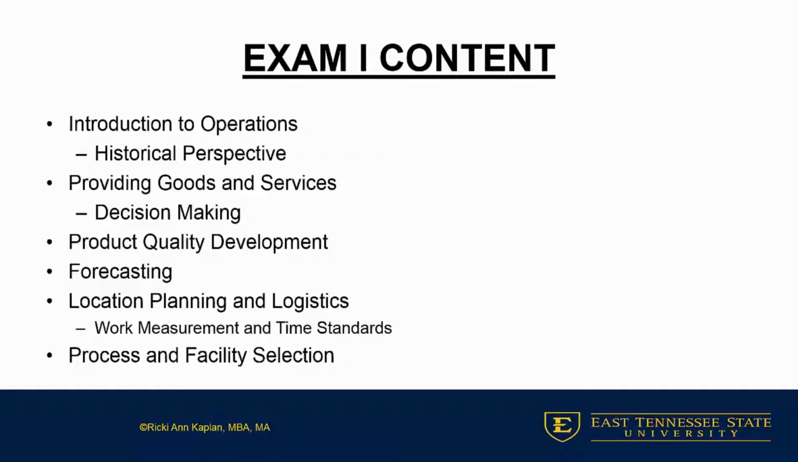We're going to take a look at providing goods and services and then decision making. We're going to take a look at product quality development to make sure that we have a quality product in both service and productions. We're going to take a look at forecasting, a lot of math there. I take it step by step, so we'll break it down each piece there. Location planning and logistics, some work measurement and time standards, which a little bit's here and we're going to have more in for the second exam, and the process and facility selection. So this is the information for test 1.